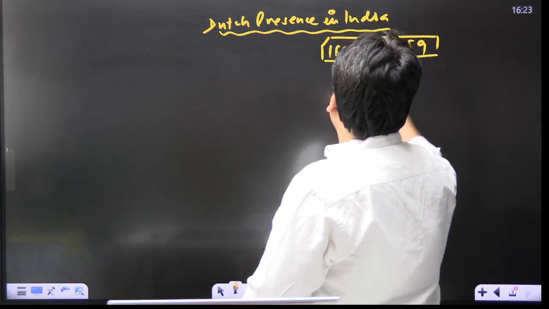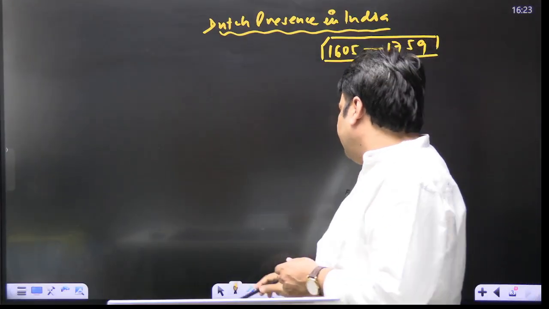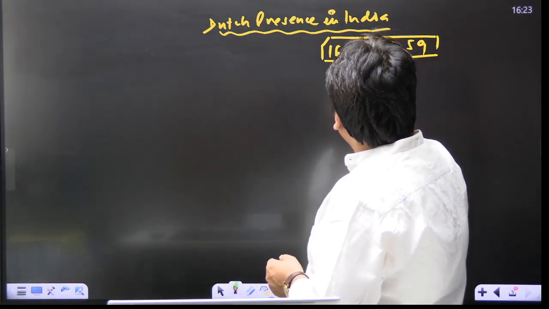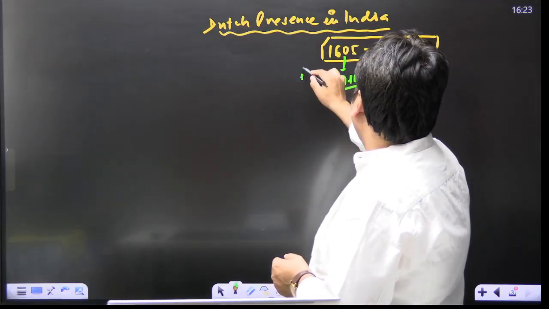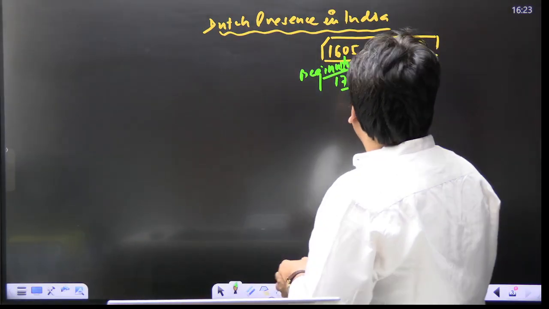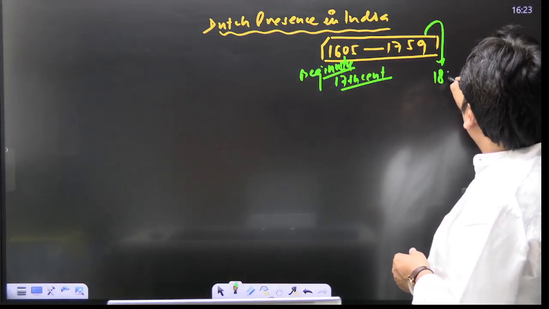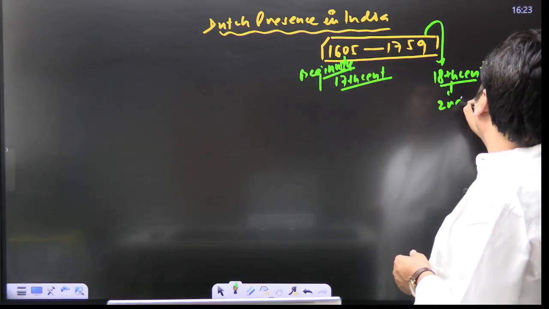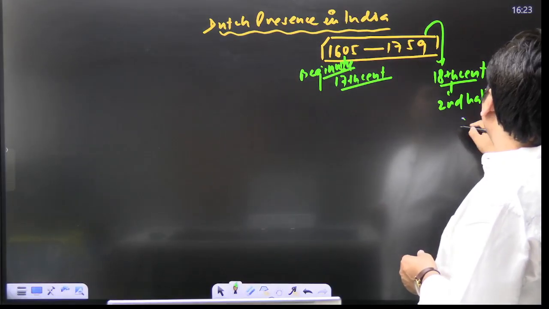But one basic thing here is: the Dutch presence in India was seen in which century? If we generalize the information, this is the 17th century, beginning of the 17th century. And this 1759 is the 18th century, and this is the second half of the 18th century.